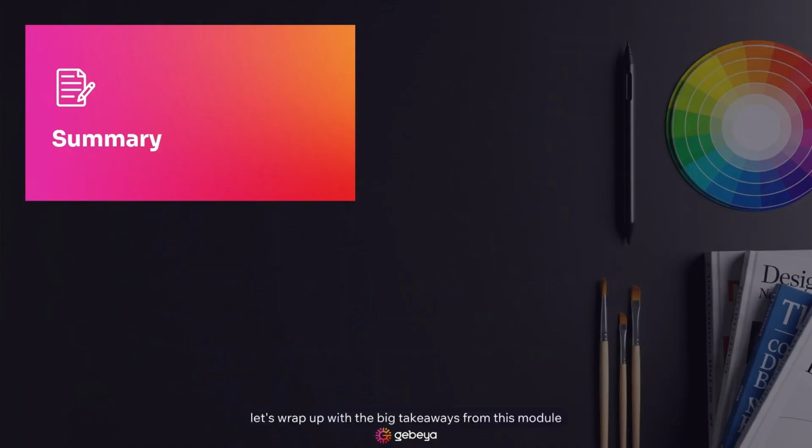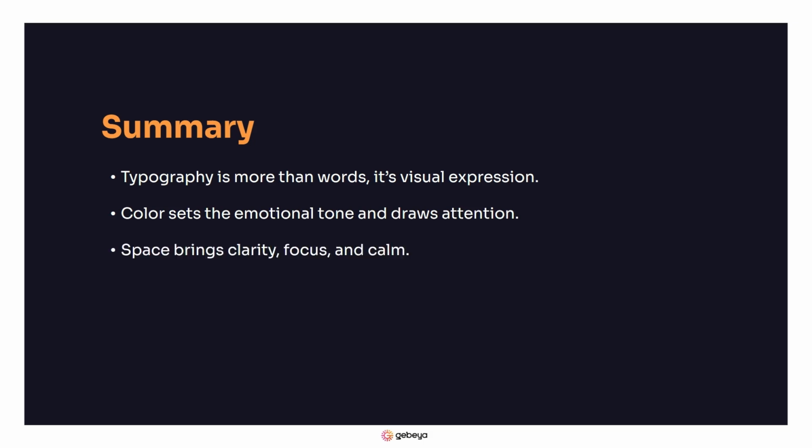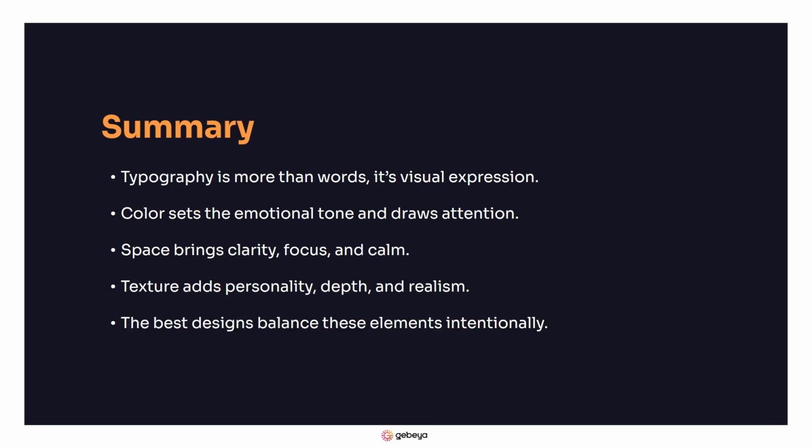Let's wrap up with the big takeaways from this module. Typography is more than words. It's visual expression. Color sets the emotional tone and draws attention. Space brings clarity, focus, and calm. Texture adds personality, depth, and realism. The best designs balance these elements intentionally.